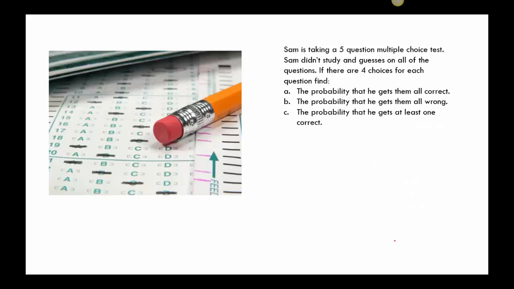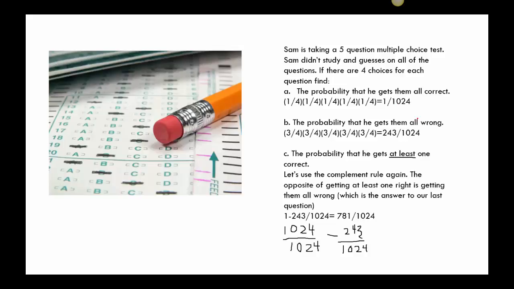All right. So let's say Sam is taking a 5-question multiple choice test, and Sam didn't study. So he's going to have to guess on all the questions. Let's say there are 4 choices for each question, and let's find these probabilities. So let's A, find the probability he gets them all correct. And then B, find the probability he gets them all wrong. And then C, find the probability he gets at least, there's that phrase again, at least, so that's going to be important. Let's underline it, 1 correct.